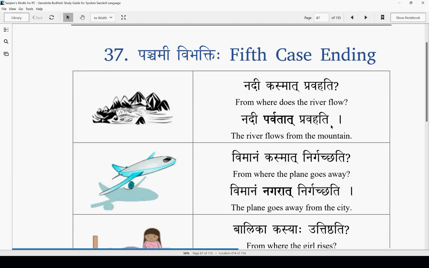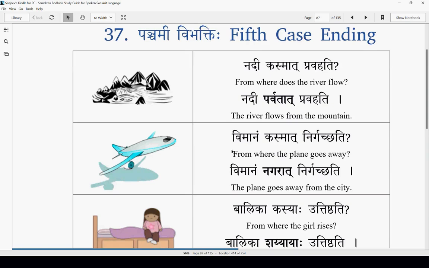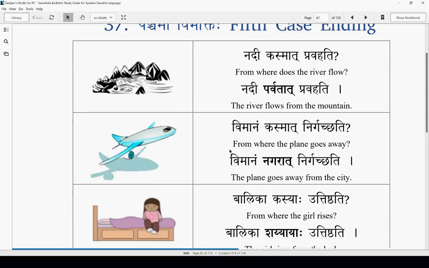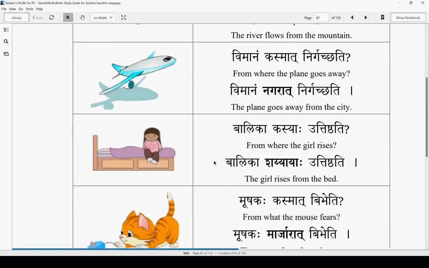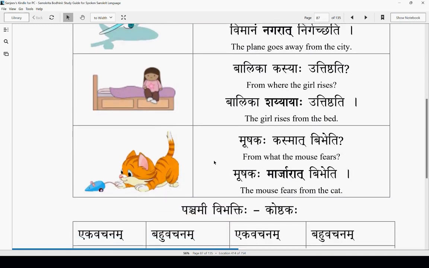For example, here Nadi Parvatat Pravati. Parvata is stationary, or stationary relative to the other object, and the other Nadi is moving. And then here Vimanam Kasmat Nirgacchati, Vimanam Nagarat Nirgacchati. So Nagara is static or stationary. Viman is moving.